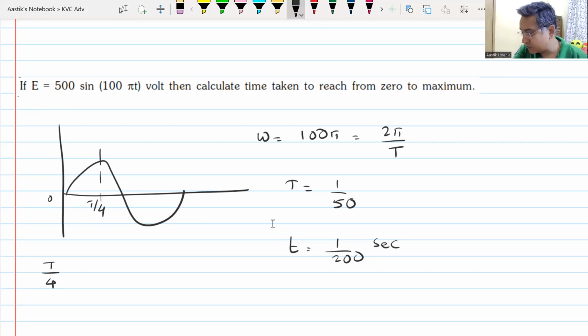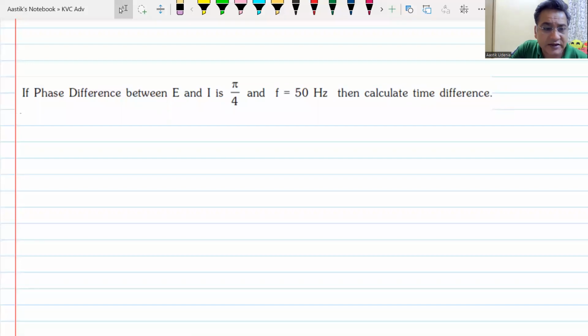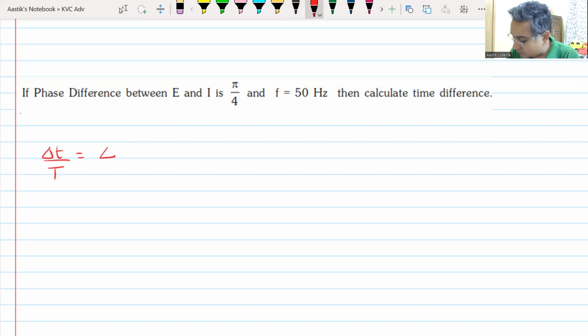This is the next question, and I hope that you can do it faster. If the phase difference between E and I is pi by 4, and the frequency is 50 hertz, what is the time difference? So how are we supposed to do this? Time difference divided by capital T, the time period, will be equal to phase difference divided by 2 pi. I have to find out the time difference. So time difference becomes T by 2 pi multiplied by the phase difference.